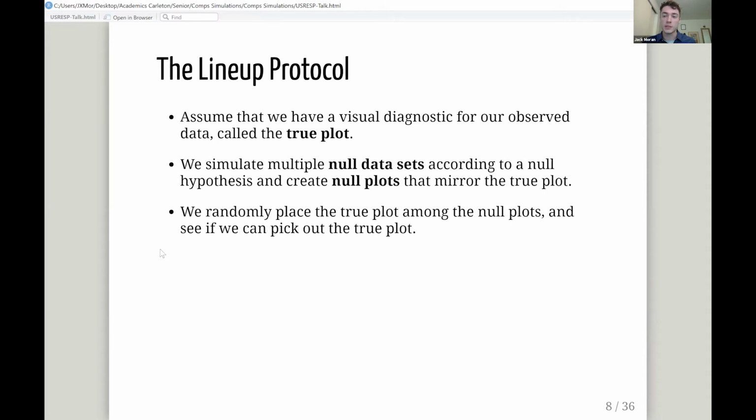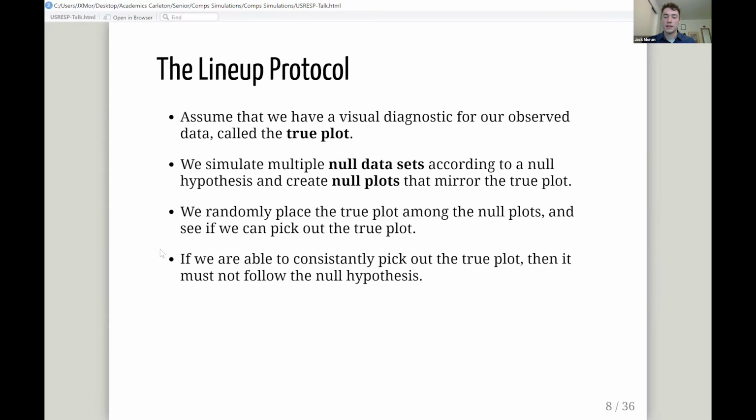Where it gets a little bit different is that instead of knowing which one the true plot is, we're going to randomly place the true plot among all of these null plots, and we try to pick the true plot out from the null plots. The idea is if we are able to consistently pick out the true plot, then it must not follow the null hypothesis, because that's the only thing we've conditioned all of these null plots on.